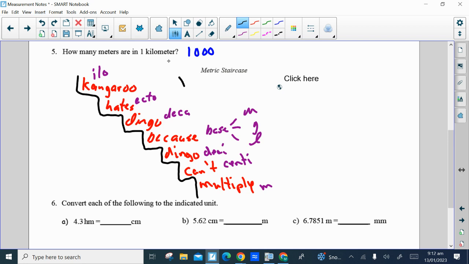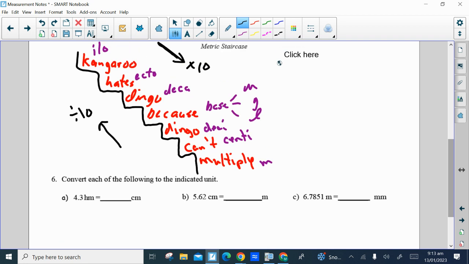Try this again. There are 1,000 meters in a kilometer. So if you have 1 kilometer and go down to meters, you're going to multiply by 10 once to get to hecto, multiply by 10 a second time, which is now 100, to get to deca, and then multiply by 10 a third time, which takes us to 1,000 to get to the base. And as you go up the metric staircase, you have to divide by a factor of 10 for every step you take up the metric staircase. So we can use this to help us convert within this system.